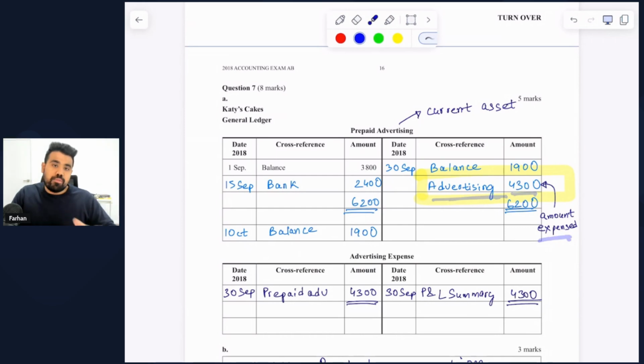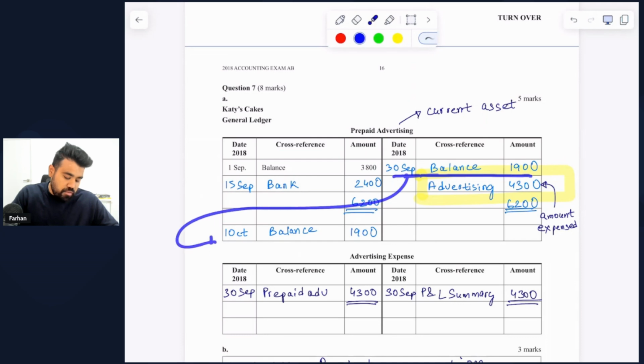And after 30 September 2018, we still had some current assets in terms of prepaid advertising to consume, and that was $1,900. Once you fulfill all the requirements of the ledger account, don't forget to show the opening balance in the next period, because a lot of students fail to show the opening balance and end up losing some marks in the exam. You see how the closing balance at 30 September shows $1,900. That has to become the opening balance on 1st of October of $1,900.